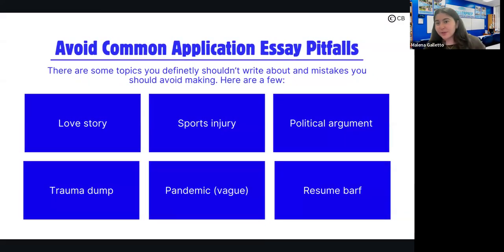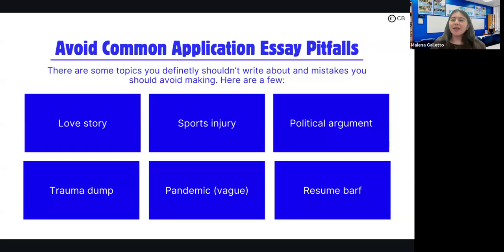And like Cece mentioned earlier, there's a lot of cliches and other easy pitfalls in the personal statement. So here are some things that you should avoid. The first, a love story. The personal statement needs to be about you. It needs to convey to the admissions officers what kind of person you are, what you would contribute on their college campus. Typically, a love story isn't going to be able to convey all of those things. So it's something that we want to avoid.